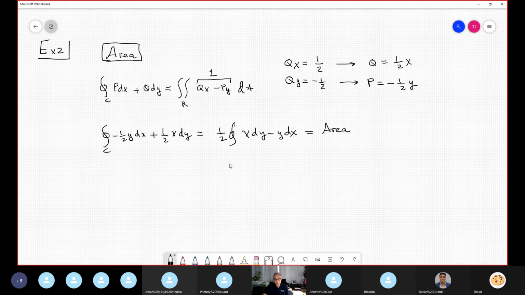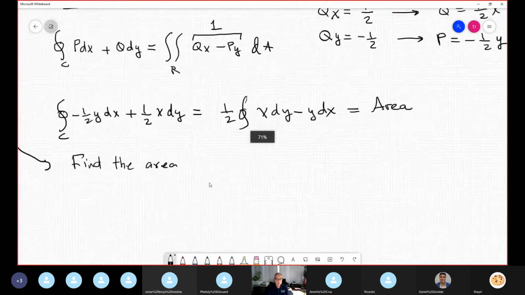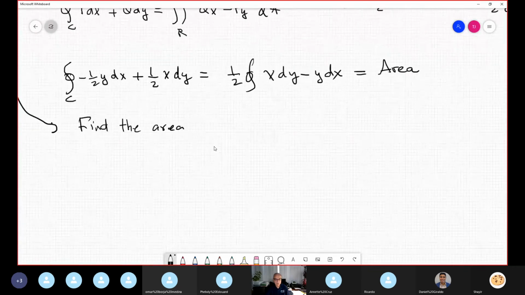I need to compute the area, and why not? Instead of doing it by double integral, because maybe it's hard, or I don't know, you see that in the example. Suppose the example I bring now is relatively easy. Example 2 is you need to find the area. Area of what? Of the helix. Find the area of the helix.